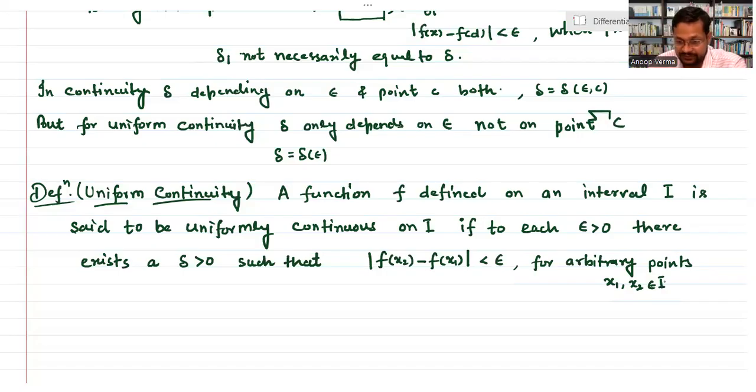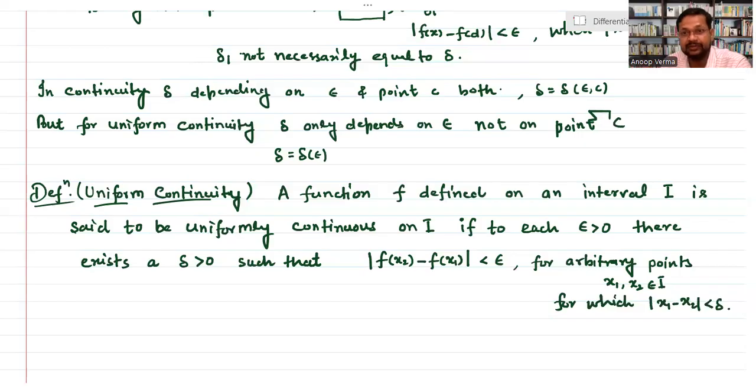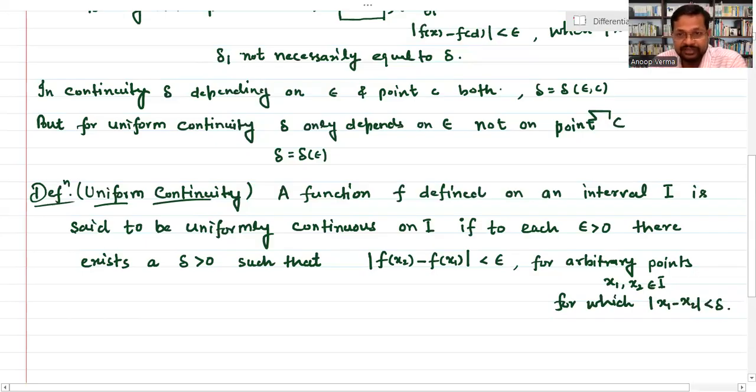Okay, and for which we are taking in such a way, this is mod of x1 minus x2 is less than epsilon. If you are choosing any point in such a way that their difference is less than epsilon, then the difference of their values of the function will be less than epsilon. So here we can have an arbitrary point. It means that the dependence of this delta is not including the points. It's not depending on the point. Okay, so this is the uniform continuity, the formal definition.